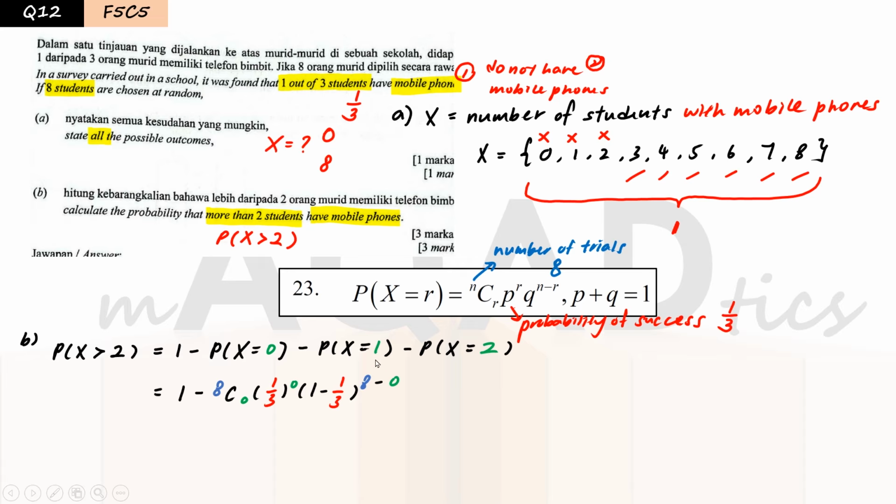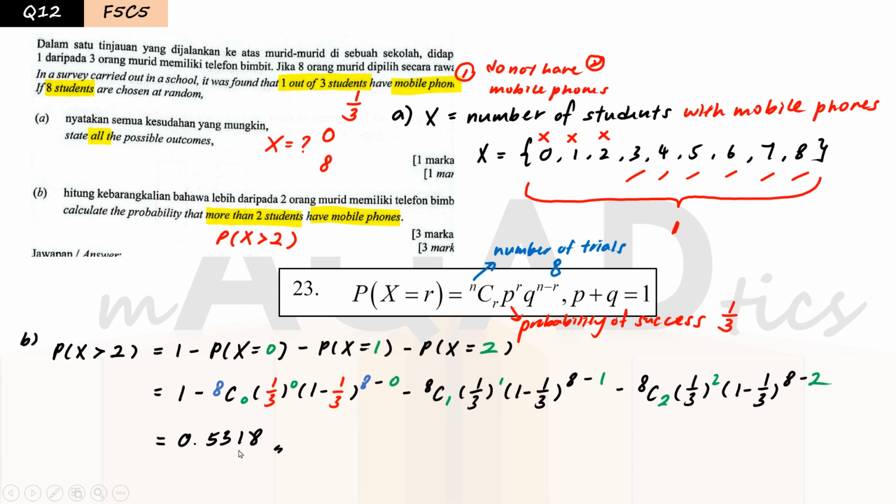And to find the probability where x equals 1 and x equals 2, we can use this same thing. So the values in red and blue will be the same, it's just the values in green that will change. For example, for the probability where x equals 1, all the green values here will change to 1. The rest of the things remain the same. So the same goes when x equals 2: the values in green all change to 2. Okay, so if you put this into your calculator, and please make sure you typed it correctly, the probability that you will get is 0.5318.